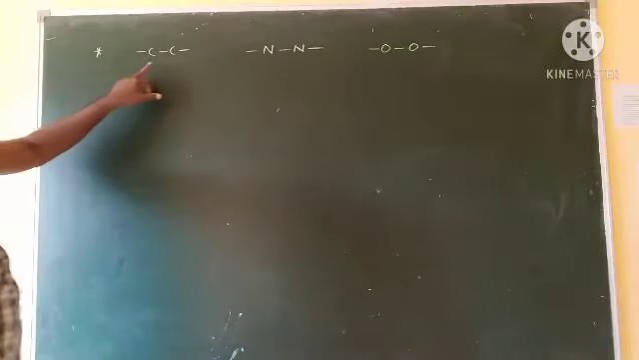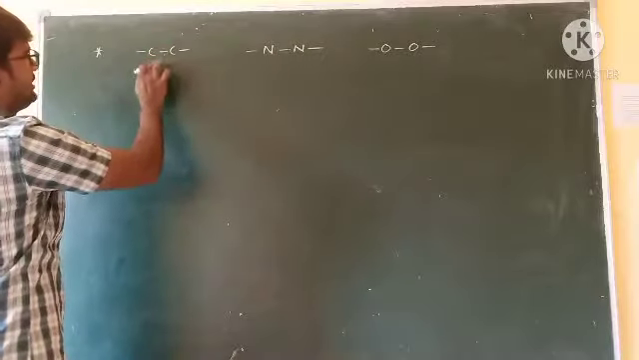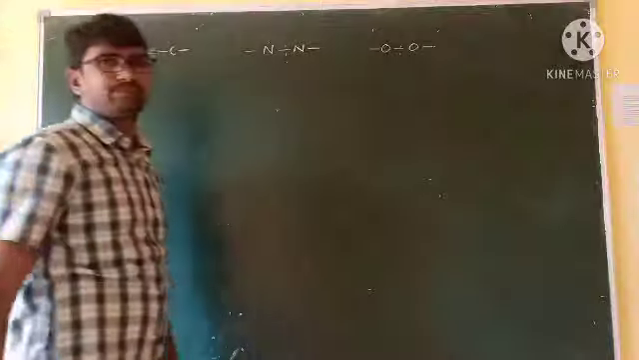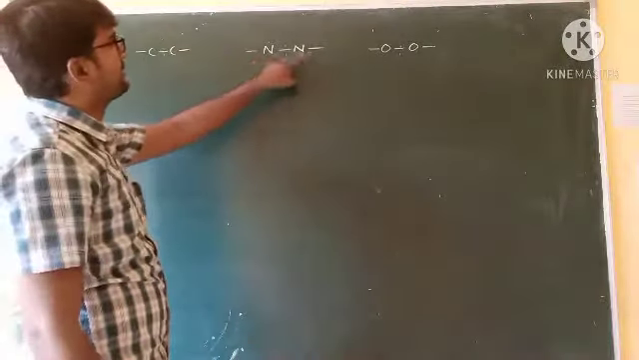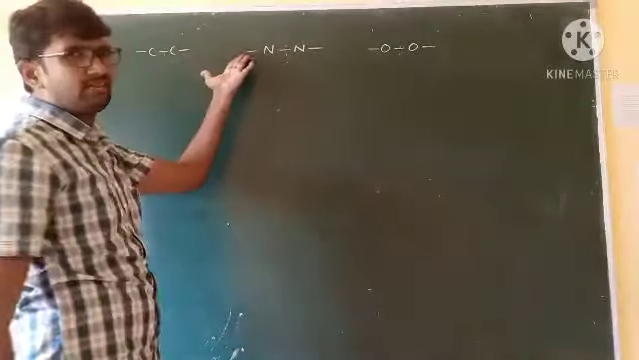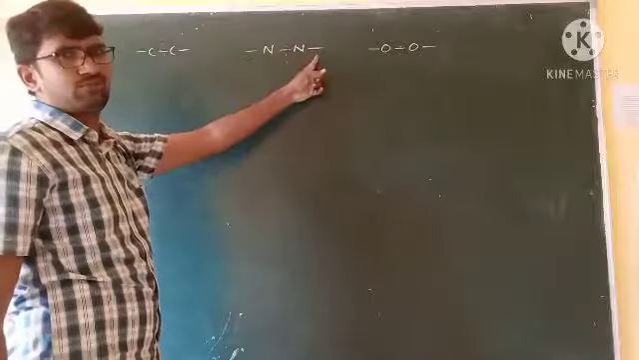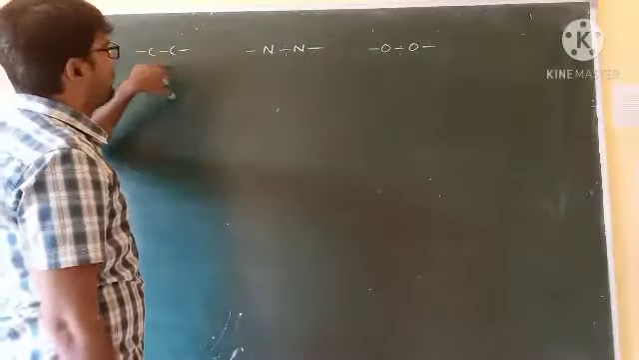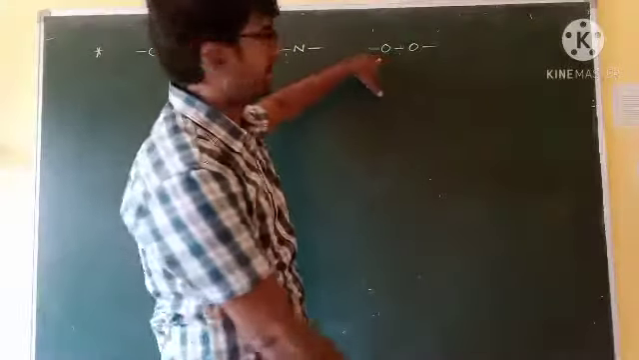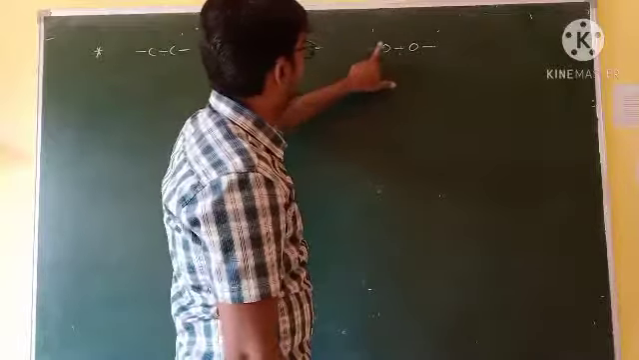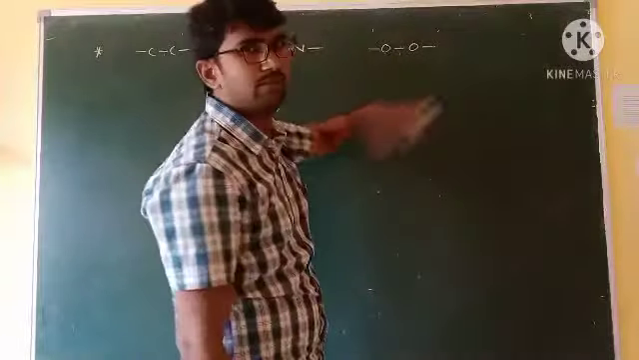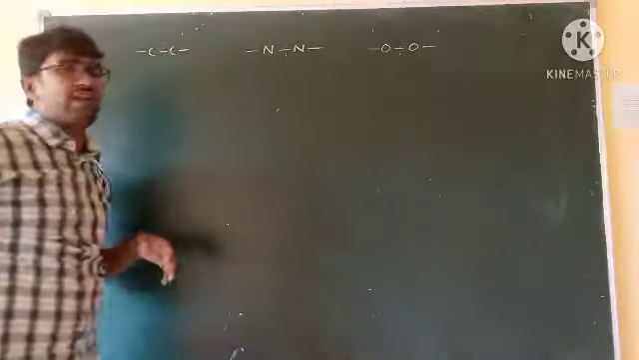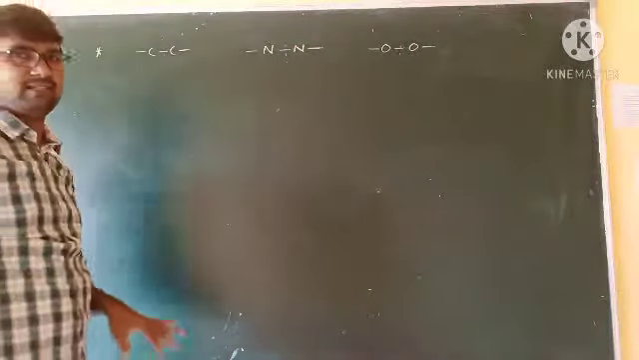Next one. Sir, for breaking this bond, CC bond, NN bond, OO bond is given. While writing these bonds, there are other atoms. For example, NH2 and H2, one bond between N and N. Here CH3, CH3, one bond here. Here H2O2. For breaking these bonds, which one requires more energy, which one requires less energy?